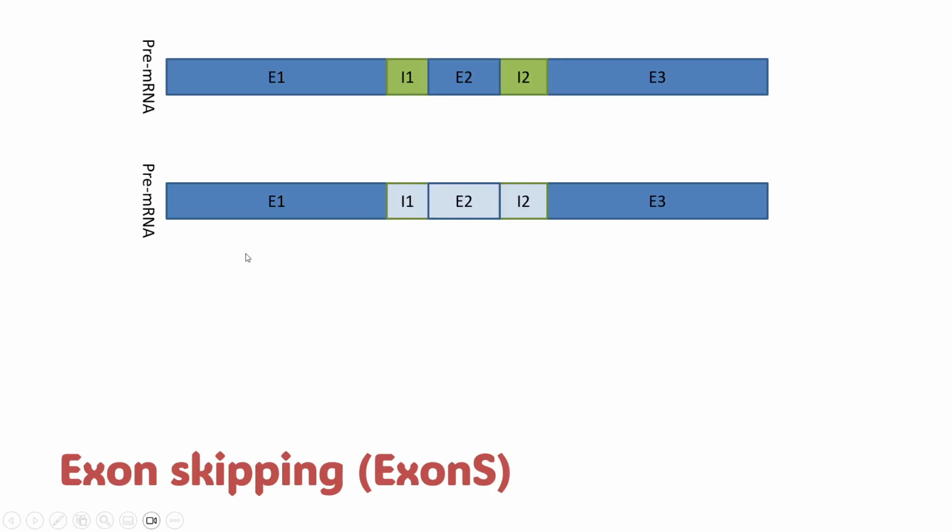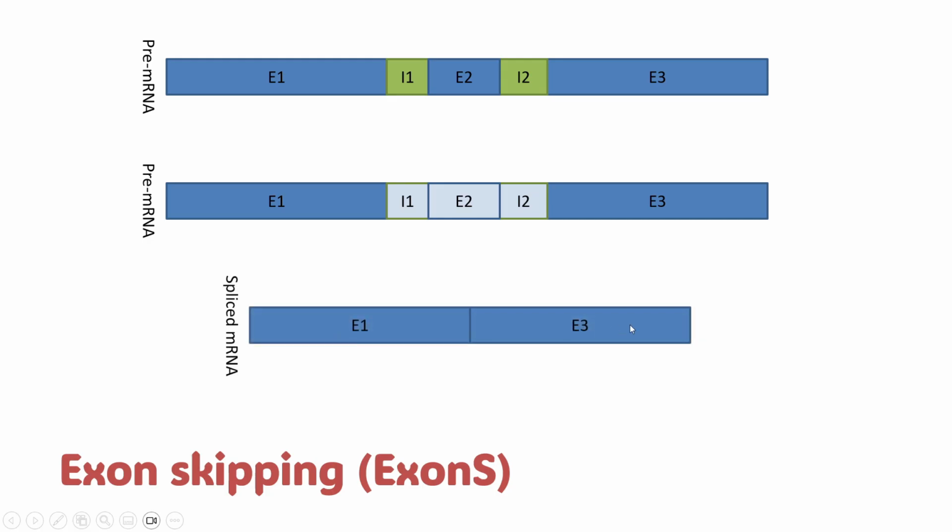Similarly, if we talk about these pre-messenger RNA molecules, there is exon skipping. You will see that both introns and E2 are lost in the splicing, and we can see E1 and E3. So one exon is skipped, so that's why this is known as exon skipping splicing.